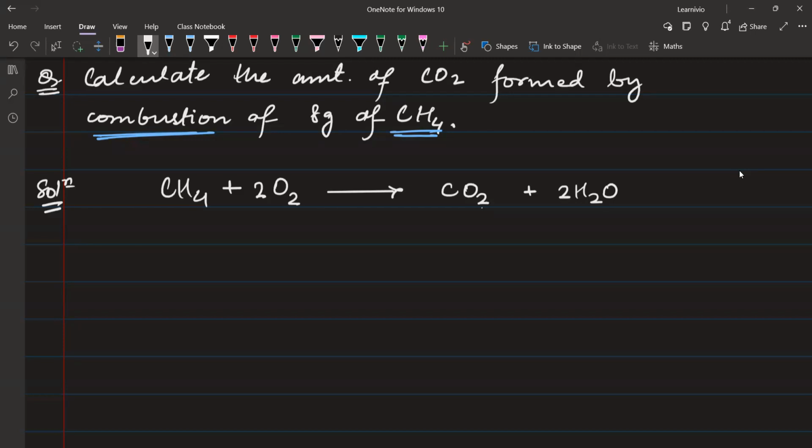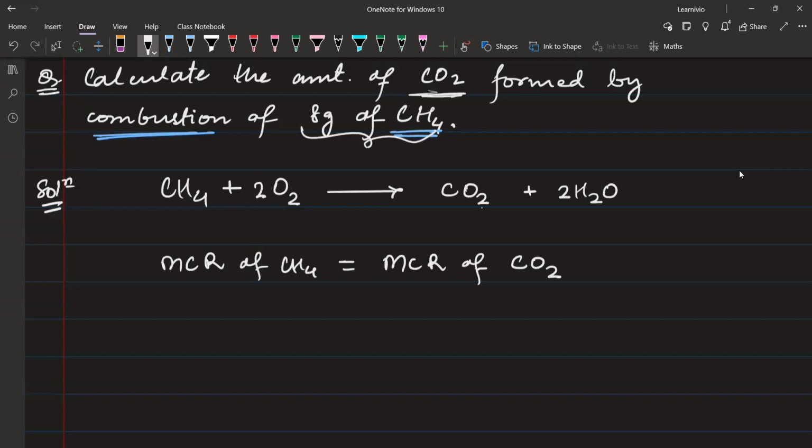See, it is involving only one reactant. So I will write MCR of CH4 is equal to MCR of the product we needed, CO2. What is MCR? Mole to coefficient ratio. That means moles of CH4 divided by its coefficient is equal to moles of CO2 divided by its coefficient.